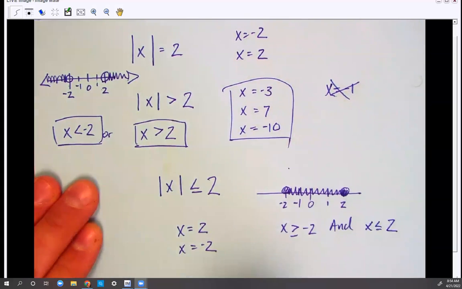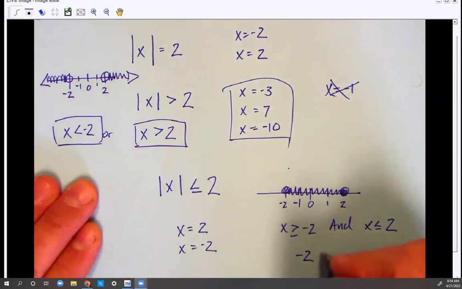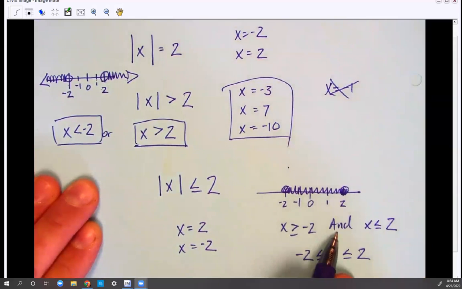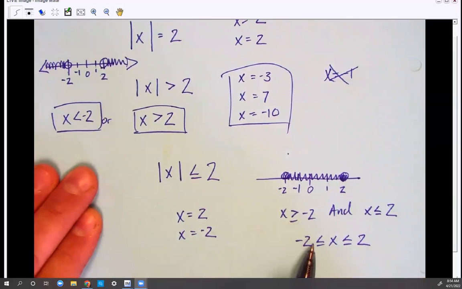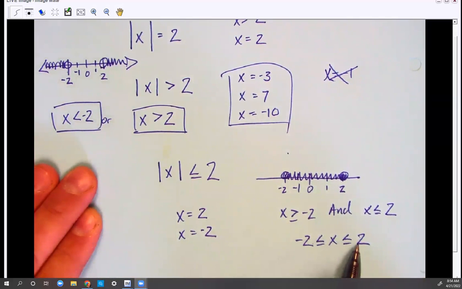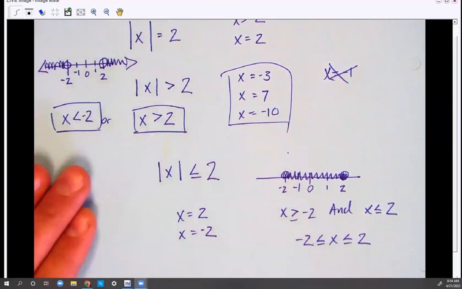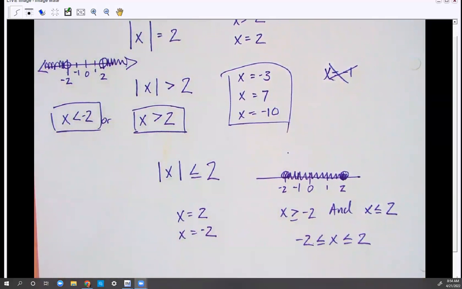And we usually write this one as a single statement because it's an and statement. And numbers that are bigger than -2 and less than 2 fit in between -2 and 2. So -2 is less than all of our possible choices, but it's also less than +2. So we usually write an and statement like this.